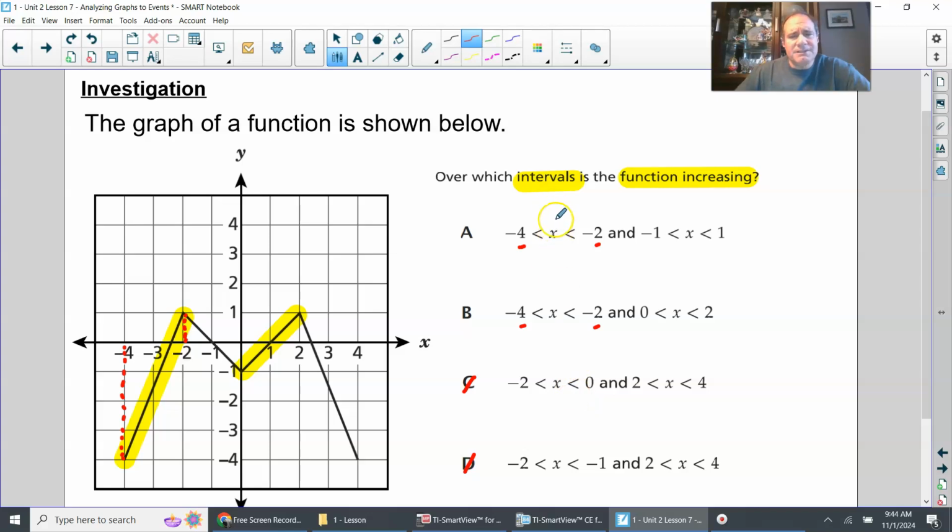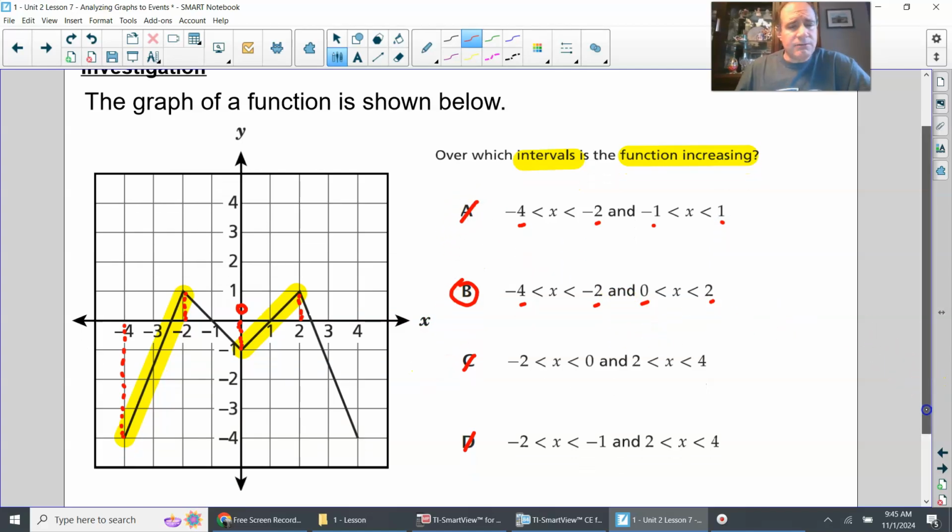This one says x is greater than -4 and x is less than -2. That's what that says. So we have those two numbers. We're good to go. It starts increasing again at 0, and it stops increasing at 2. So 0, 2, B is your answer. This is -1 and 1. That is not the case. B is your answer. And that's how you do that one.